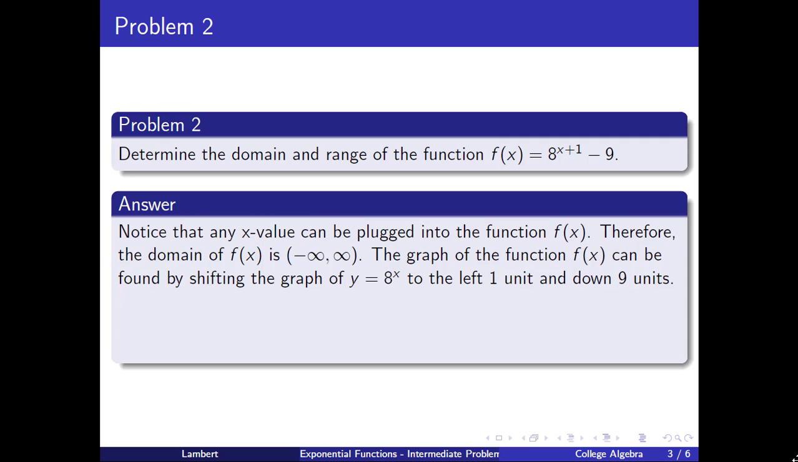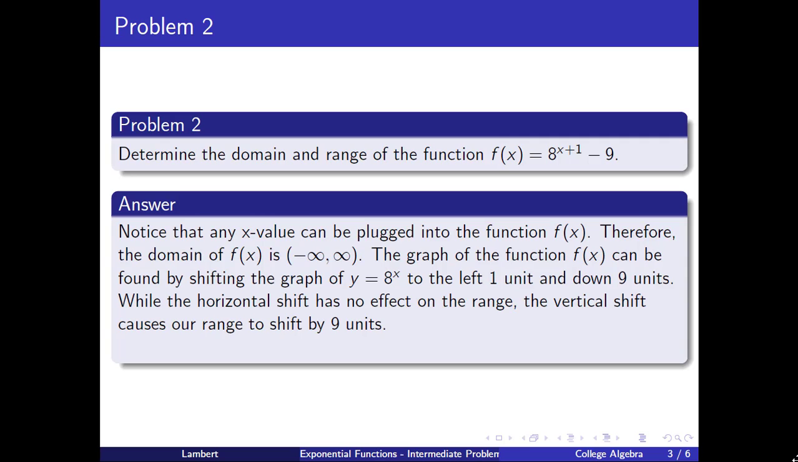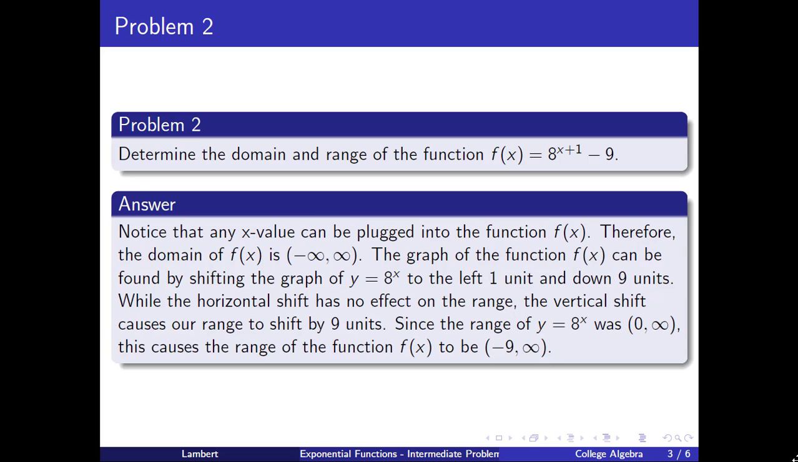So at the end of the day, what's happened? Well, horizontal has no effect. The vertical shift causes our range to shift by 9 units down, essentially. So instead of 0 to infinity, if we're shifting down, that's essentially like subtracting. So we get our range is actually -9 to positive infinity.